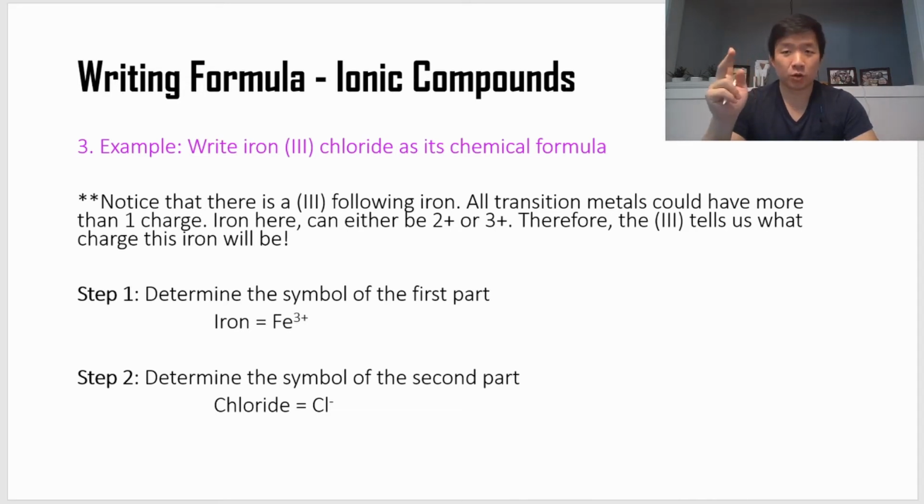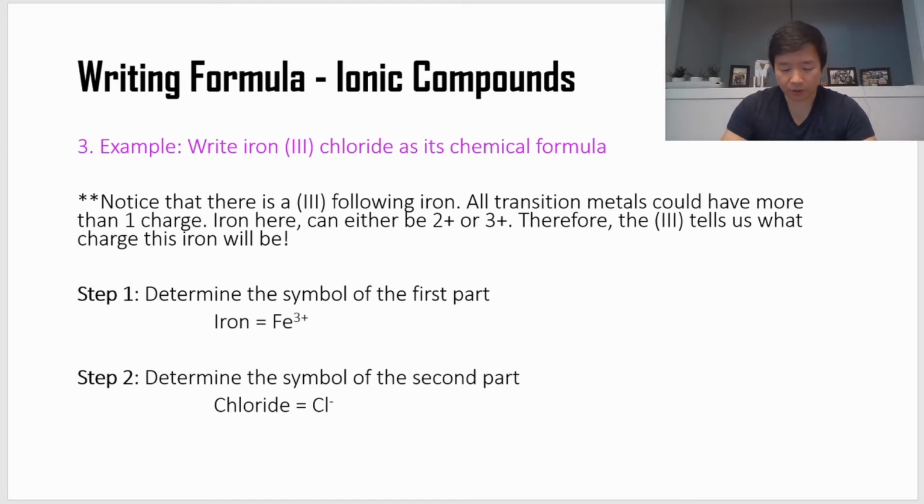It could be 2 or it could be 3. Or iron could be neutral and have no charge at all. So the 3 there is telling us that this iron is going to be Fe3+. Okay, if it was iron with a Roman numeral 2, then that means we're using Fe2+. So the Roman numerals tell us what the charge is, and then everything else is the same, right?